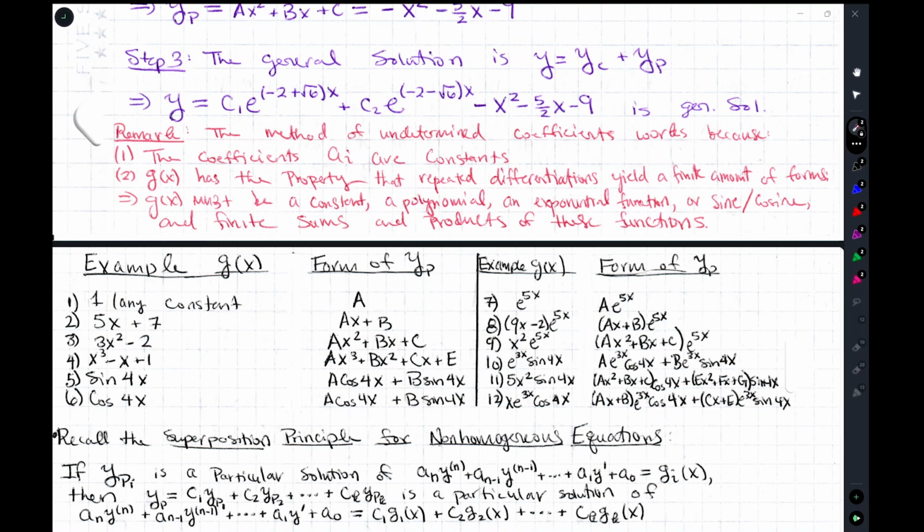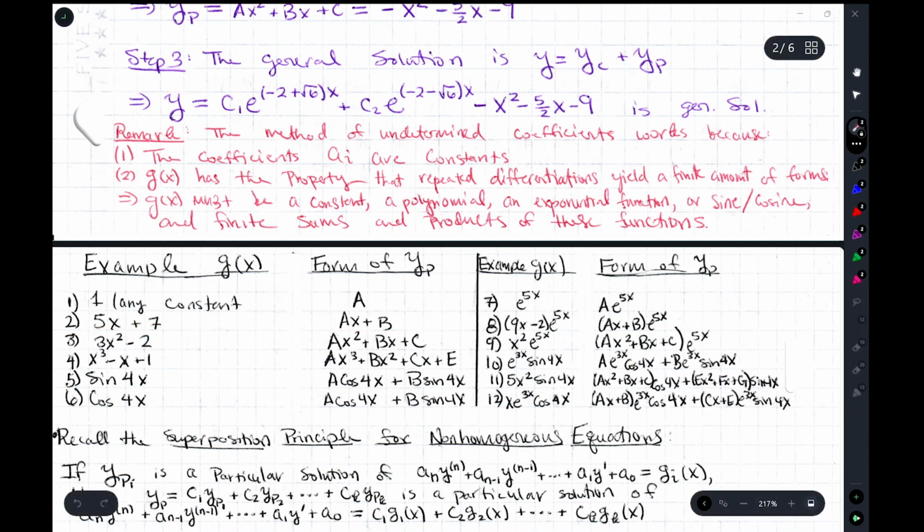And here are examples of functions g of x and the guesses that we would make. So here we just take concrete examples of g of x and we show the form that one should guess for the particular solution. So if we have a 1 or any constant for that matter, we'll take a guess that yp is equal to just a constant a, and then do as we've done above and solve for a.